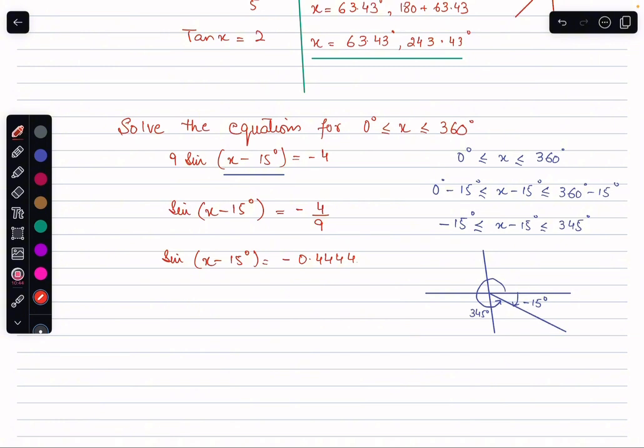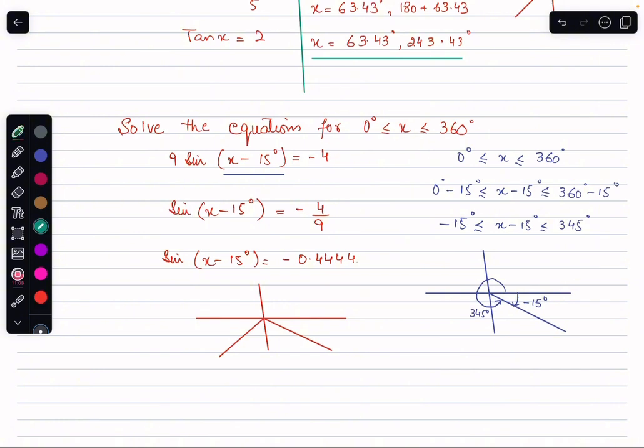Let's locate the quadrant for negative sine ratio. For negative sine ratio, we know that it should be in the third and in the fourth quadrant. Sine is negative in the third quadrant and then in the fourth quadrant. So with respect to the negative sign, we have adjusted the quadrants here, third and the fourth quadrant.